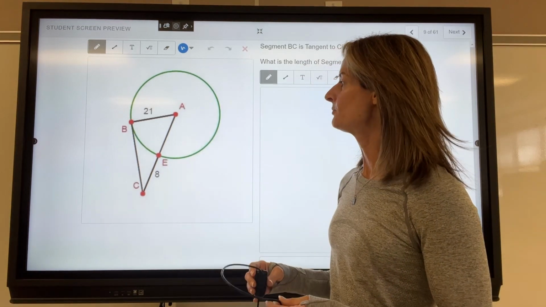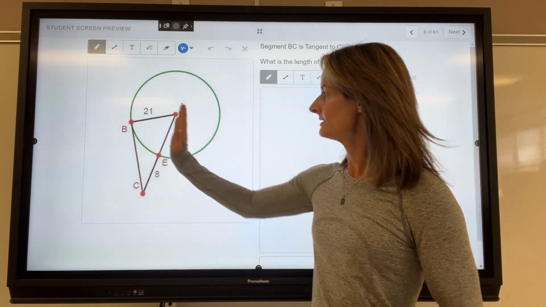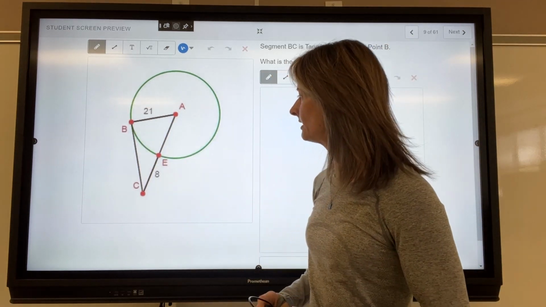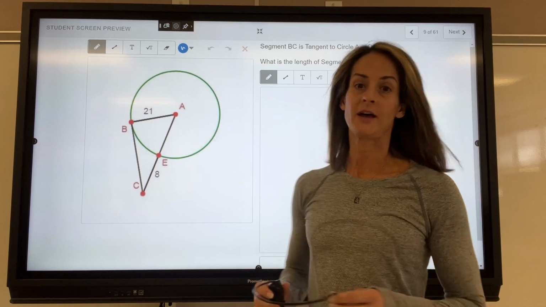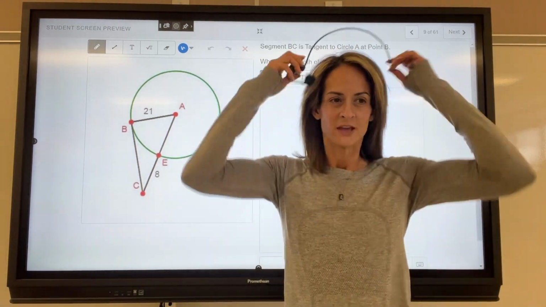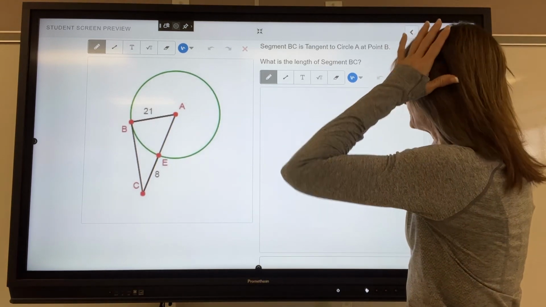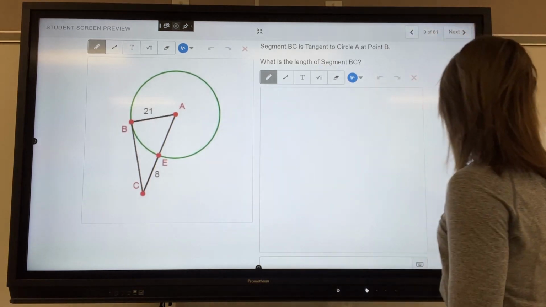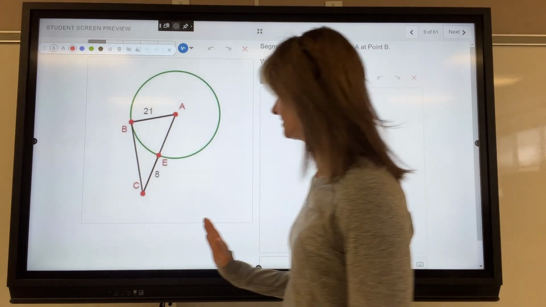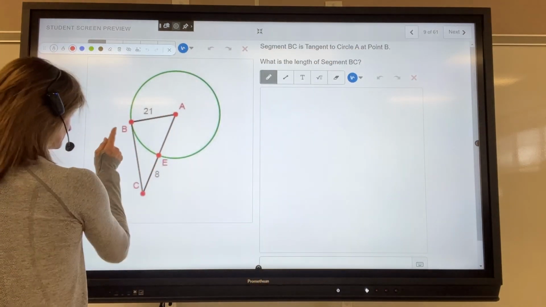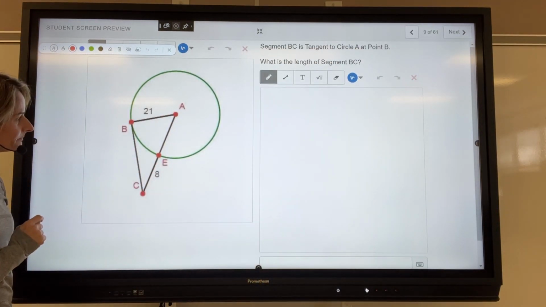Geometry, we are going to do one problem today involving a tangent line of a circle and a radius in the Pythagorean theorem. So here we go. Let's look at the diagram first. The question says segment BC is tangent to circle A at point B. So it's tangent here to the circle, which means it touches the circle at that one point B.